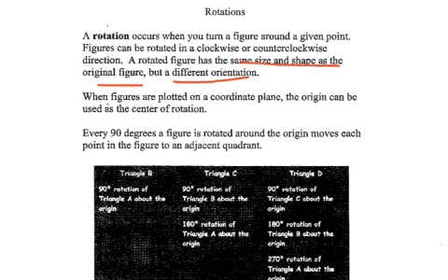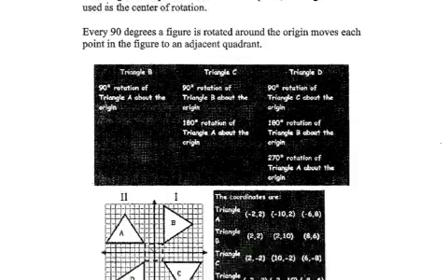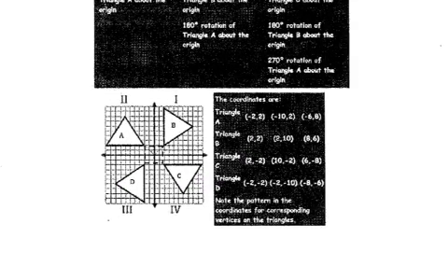So when figures are plotted on the coordinate plane, the origin can be used as a center of rotation. Every 90 degrees a figure is rotated around the origin moves each point in the figure to an adjacent quadrant. So back in the fall, we talked about quadrants. We talked about how when you take an x-axis and a y-axis and you intersect them, you end up with your 4 quadrants. So we start here in quadrant 1. This is the quadrant everyone likes because everybody's positive in here. Then we go counterclockwise to quadrant 2, counterclockwise to quadrant 3, and counterclockwise to quadrant 4.